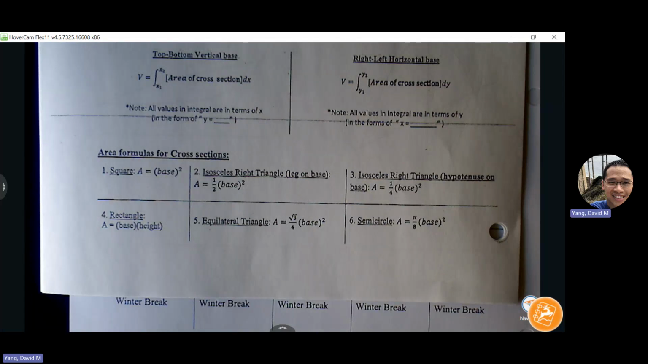So 1/2 is for right triangle. Isosceles right triangle with hypotenuse is 1/4. Equilateral triangle is √3/4, and semicircle is pi/8.